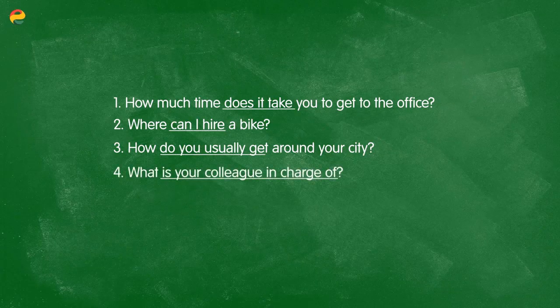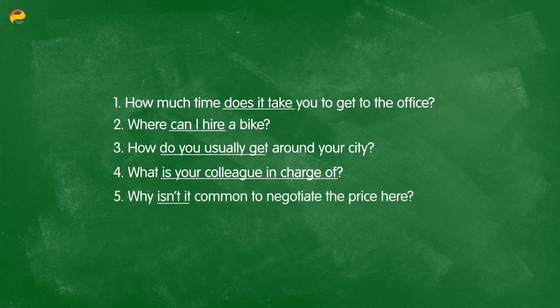Next, what is your colleague in charge of? Here, is is again our auxiliary verb because we're speaking again in the present. And one final example, why isn't it common to negotiate the price here? Here, even though isn't is negative, we still use it exactly the same way. It's an auxiliary, so it comes right after the question word.